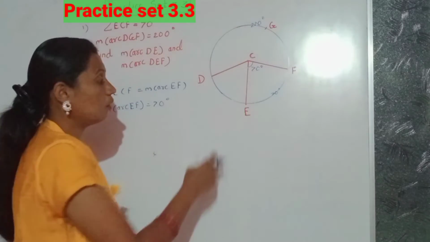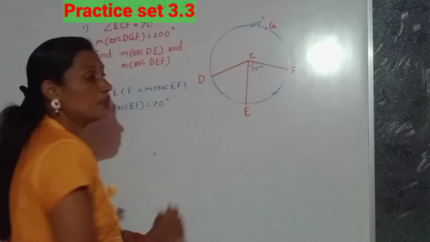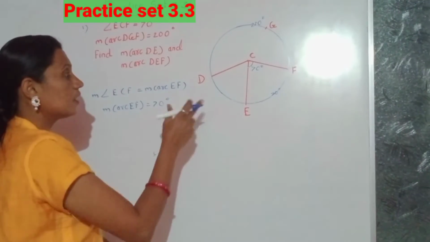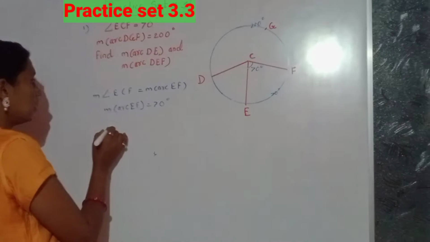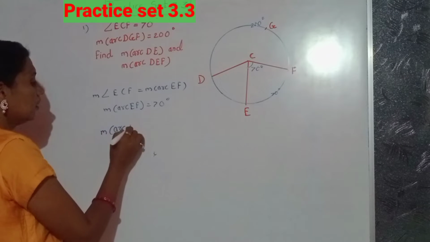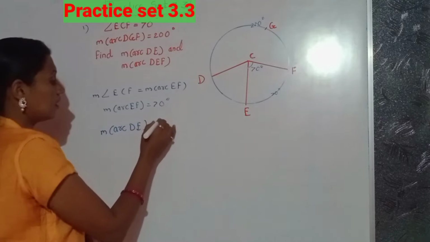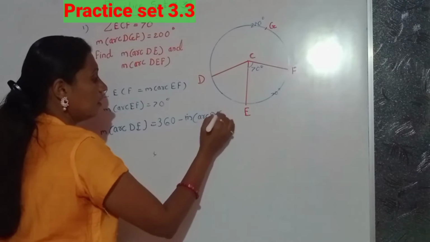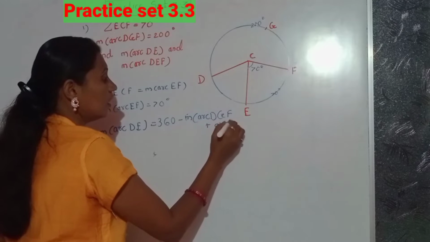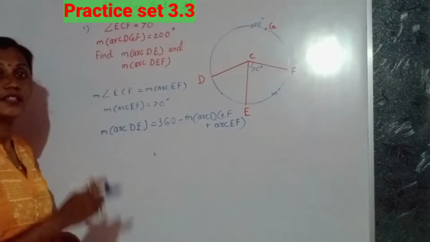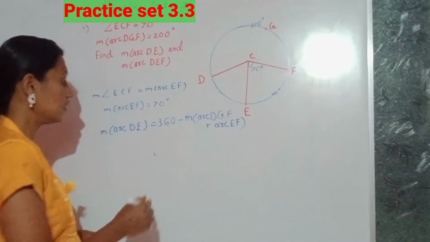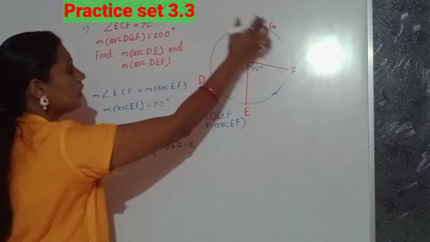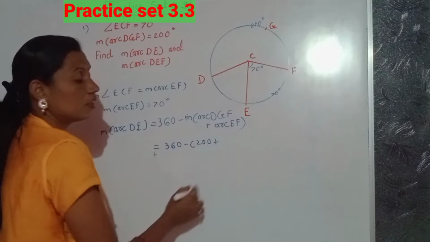Now this arc is 70 degrees and this arc is 200 degrees. We have to find arc DE. The total circle's measurement is 360 degrees, so we subtract 200 plus 70 from 360. Therefore, the measurement of arc DE is equal to 360 minus the sum of the measurement of arc DGF, which is 200, and the measurement of arc EF, which is 70 degrees.